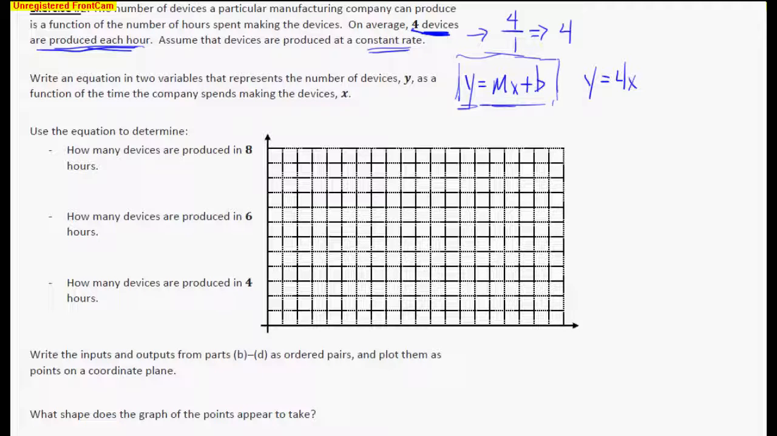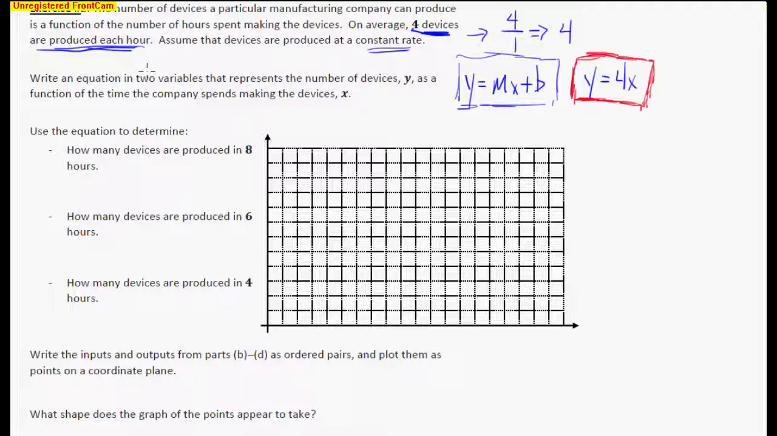So really what I'm saying is right here's our equation. Okay? Now if I were going to say, "Oh, wait a minute, we started with 50 devices already made," then I'd put a plus 50 there, right? Because we're starting at time 0, we're starting with 50 devices, but we haven't made any. So right here, this is our equation that will work for us, okay?